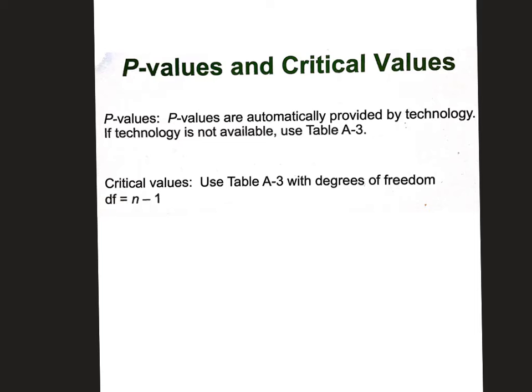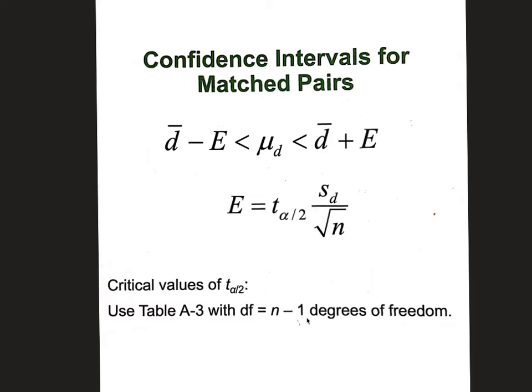We're going to find p-values. P-values we're going to find on technology, we hope. And the critical values is the same method that we're going to do. The last slide that you saw with the test stat, we're going to use that test stat, compare it to our t critical value. All right, confidence intervals. We are going to work on confidence intervals, and this is how we're going to do them.